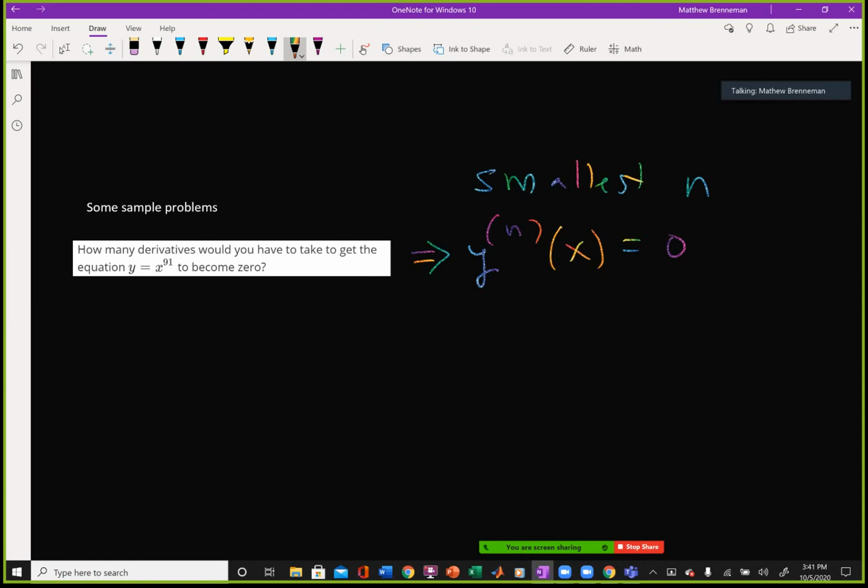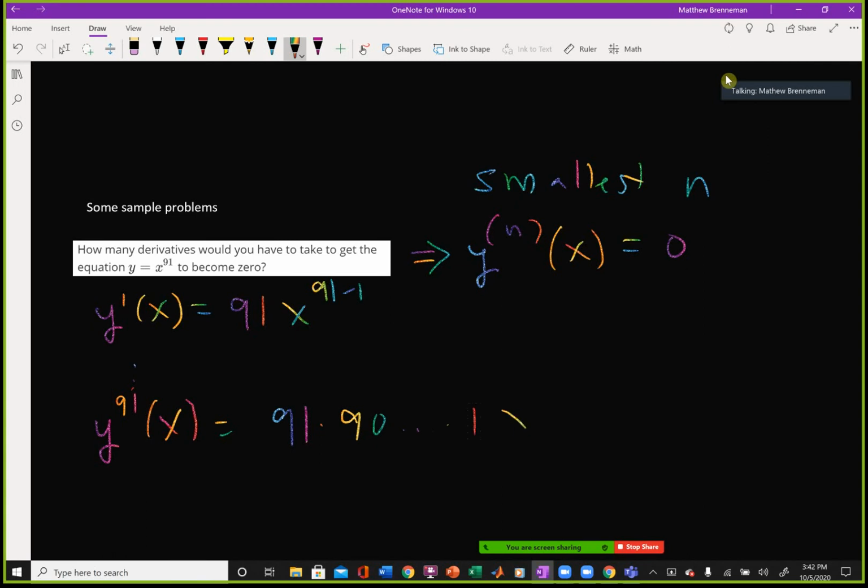And so if you look at it, every time you take the derivative, let's just look at the first derivative. The first derivative becomes 91x to the 91 minus 1. And so we'll notice that by the time we get down to the 91st derivative, we're going to have a constant function. You're going to have 91 times 90 times dot, dot, dot, all the way down to 1 times x to the 0.